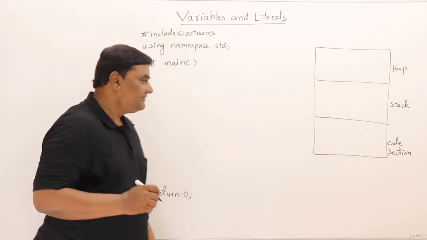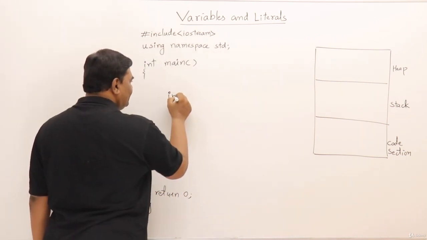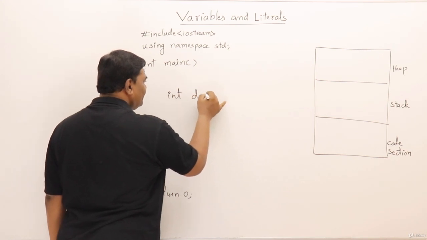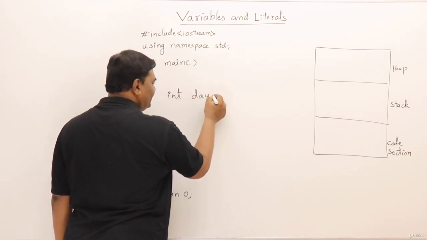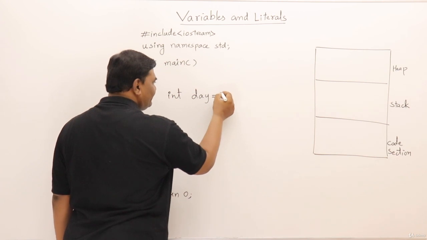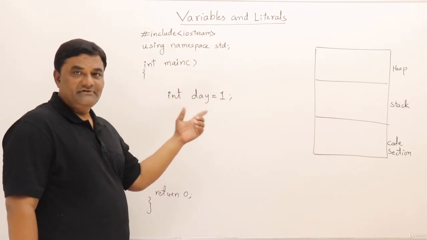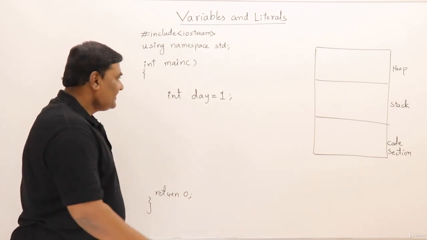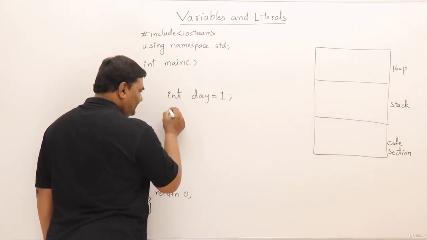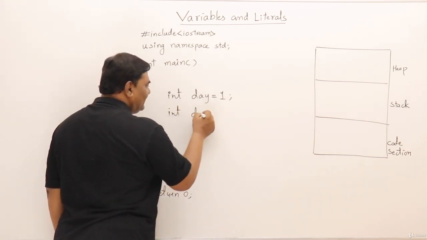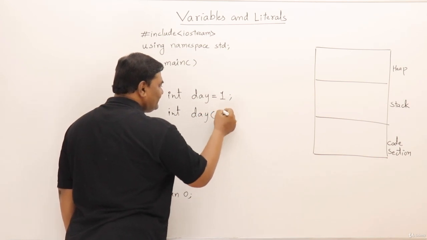What are the ways? I am declaring a variable to store day number. What is the day of a week? Suppose it is the first day of a week, 1. This is one method of assigning. And the same thing, I will write once again. I can assign it like this also.